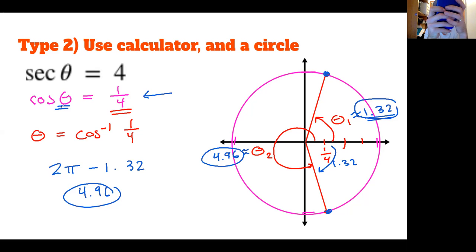Let's try the other one. Cosine of 4.96. Oh, yep. Just as close, pretty close. 0.245. Not quite as close, but pretty close to 1/4. So those solutions are great. We're gonna go ahead and go with those. And those are, between 0 and 2 pi, the only solutions for that, because we didn't change the period of this function at all.